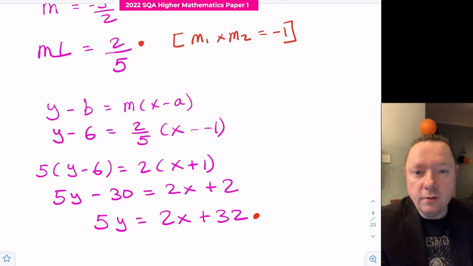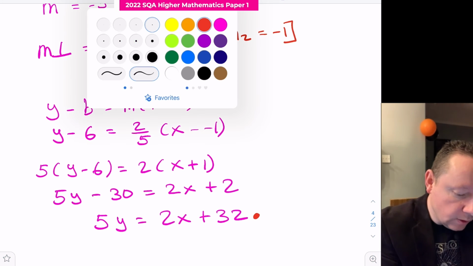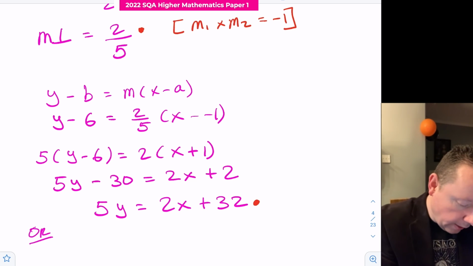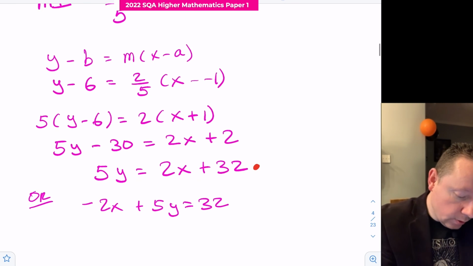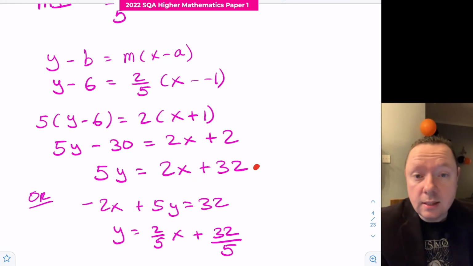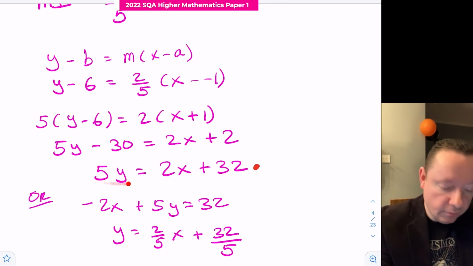But you could have left it in any form you wanted to, as long as it's a reasonably simplified form. Minus 2x plus 5y equals 32 would be an option. You could divide through by 5 to get y equals 2 over 5 x plus 32 over 5. Just double checking that that's a simplified fraction, and it is. But that's as far as you needed to go to get your final mark.